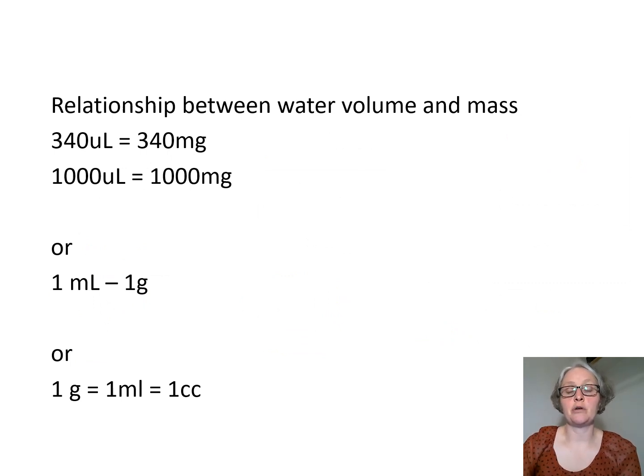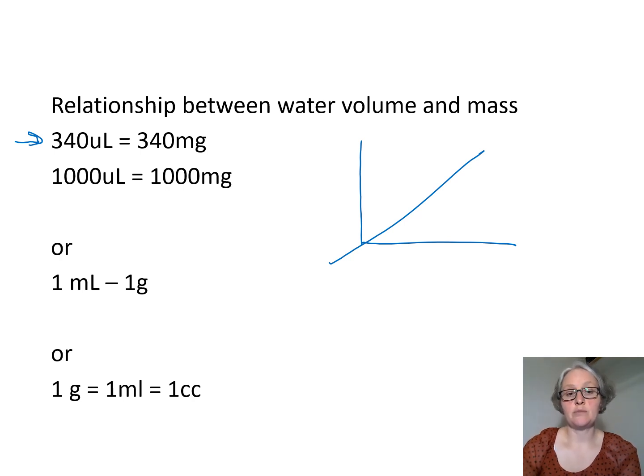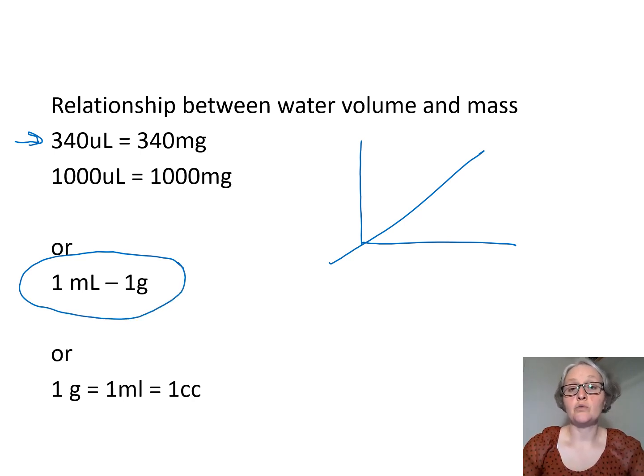From there, we ran an experiment where we looked at the relationship between water volume and mass. You should have started recognizing that there was a direct one-to-one relationship between them. What happened was if something was 340 microliters of volume, then it would weigh 340 milligrams. Or another way of saying that is if you had 1,000 microliters of water, it would weigh 1,000 milligrams. One way to write that is to say that for water, 1 milliliter of water will always weigh 1 gram. Or if we think back to what we learned about volume, 1 gram equals 1 milliliter of water, and that will also equal 1 cubic centimeter. And you should be comfortable with that relationship.